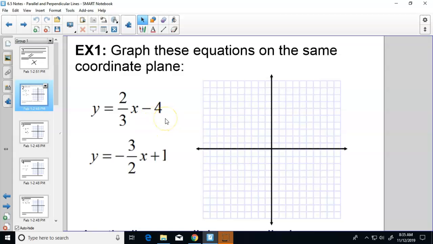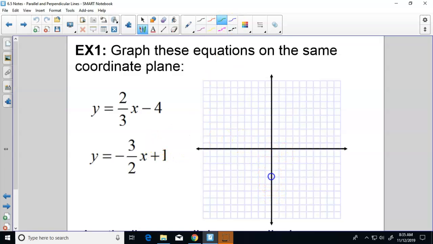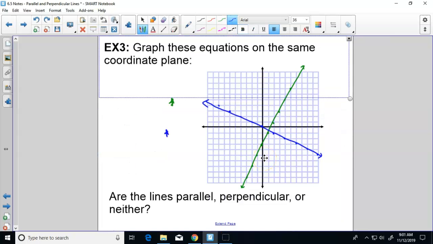So Olivia, what is the y-intercept of that top line there? It is -4, so we put a dot right there on -4. And Olivia, what's the slope? Okay, so from here, that means I go up to the right here. Parallel, perpendicular, neither. Perpendicular.